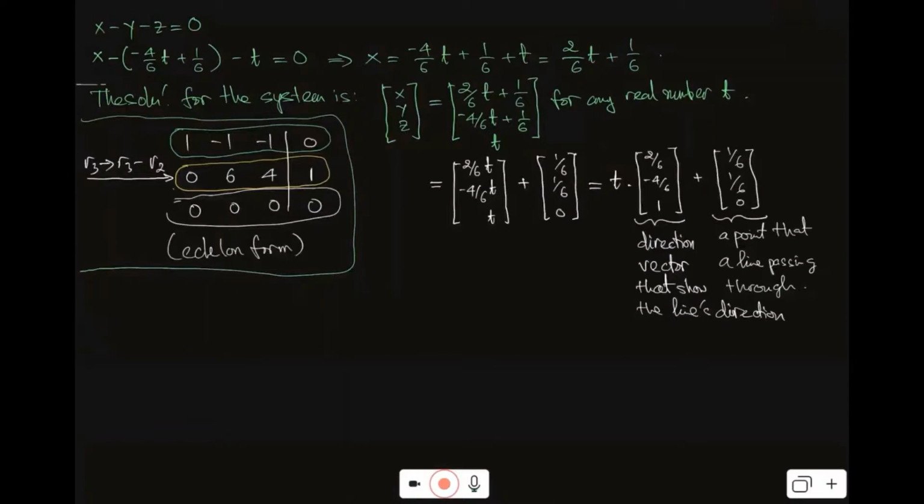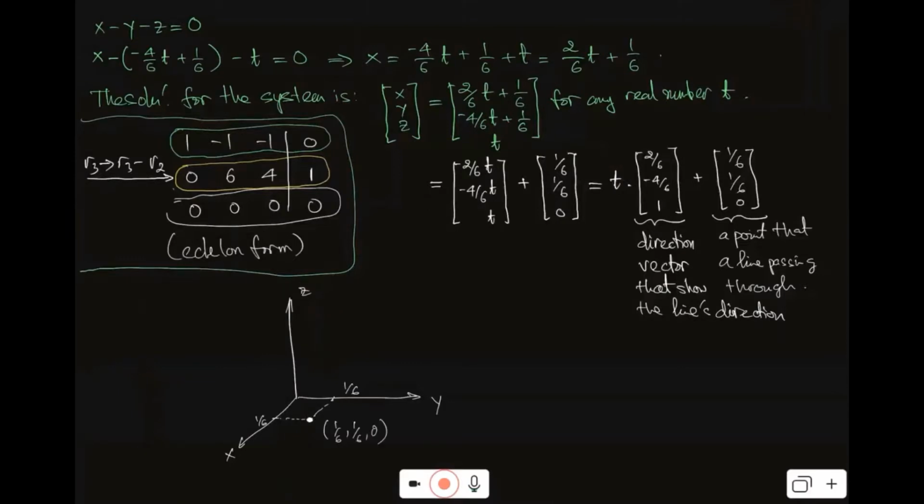Now, if you already learned Cal 3, then this is going to be the parametric equation of a line. So what it means is that if you have a coordinate x, y, and z, then the point is 1/6 for x, 1/6 for y, and 0 for z, which means that the point is on the xy plane. So this is the point 1/6, 1/6, 0.